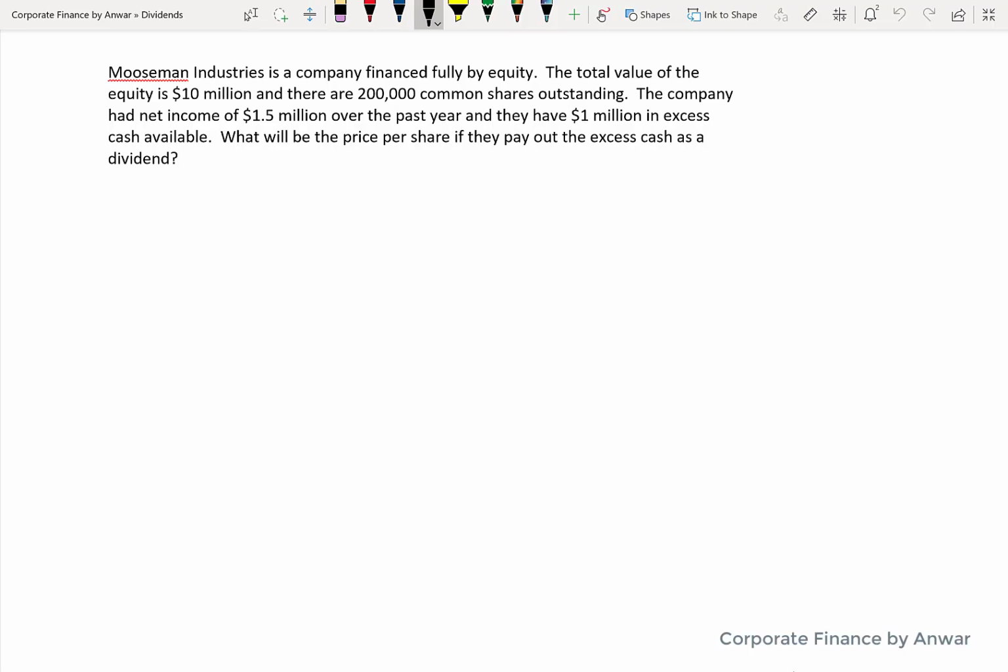We're going to do a simple example now to illustrate what happens when a company pays a dividend. In our situation, Mooseman Industries is a company that's fully financed by equity. Equity value is 10 million and there are 200,000 common shares outstanding. They have net income of $1,500,000 over the last year and they have $1 million in excess cash. What will be the price per share if they pay out the excess cash as a dividend?